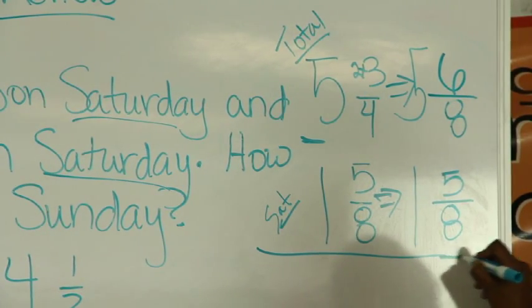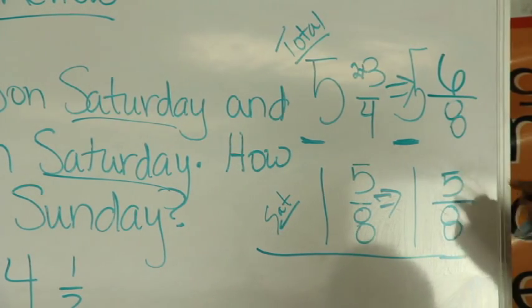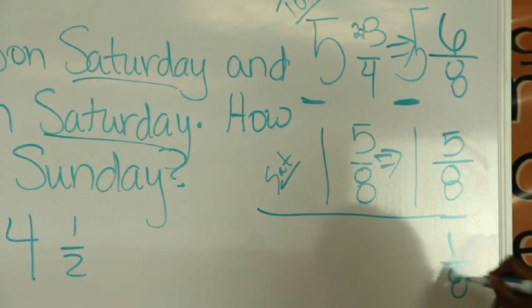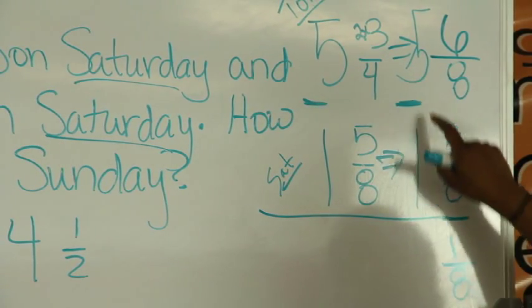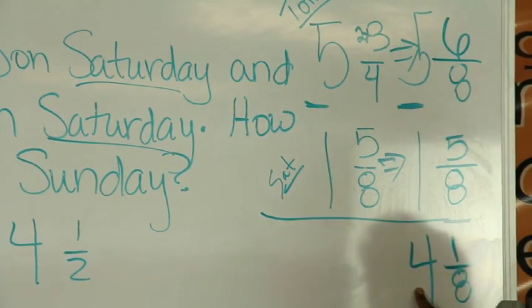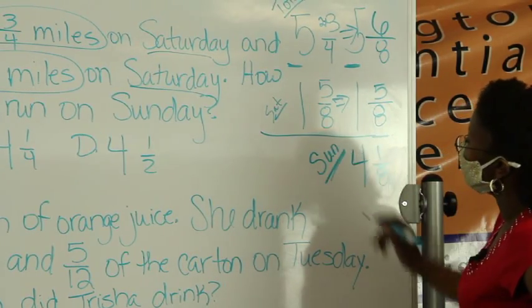Now, let's subtract. 6 minus 5 is 1. And they have the same denominator, so we bring it down. And 5 minus 1 is 4. That's how many miles are left over. And that'll be what was run on Sunday.